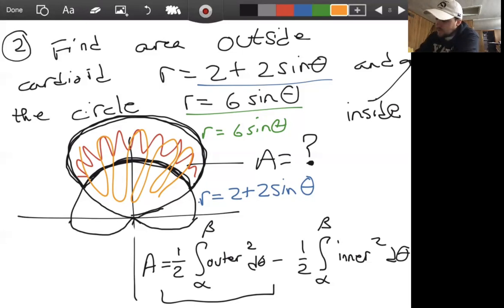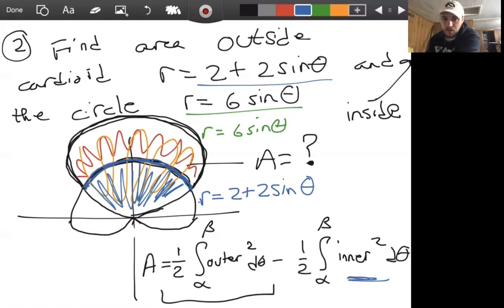And so what we can do is take the integral of the inner curve here. That would get us all of this area in blue. And notice the area of the yellow without the blue is just the red part there. So that means we can take the integral of the outer curve minus the integral of the inner curve to get our area.